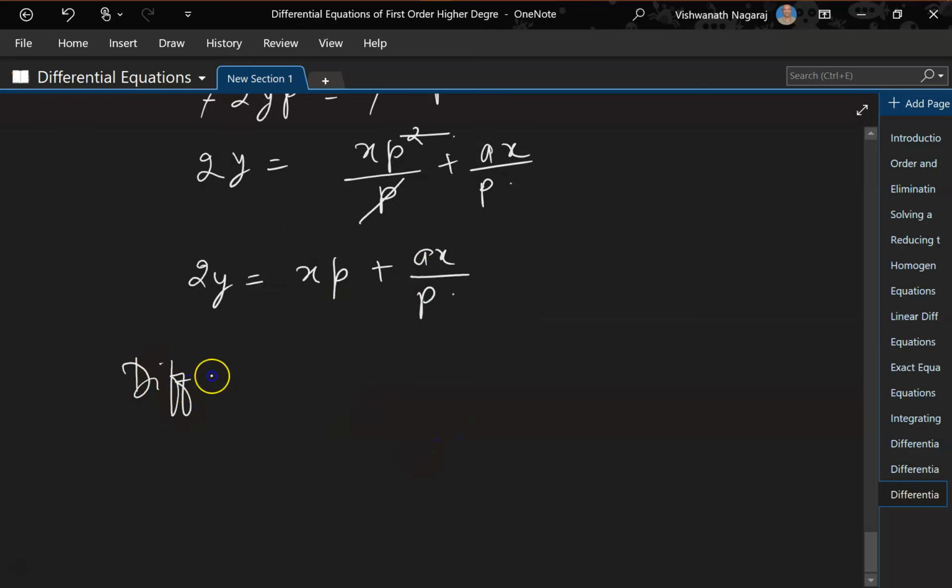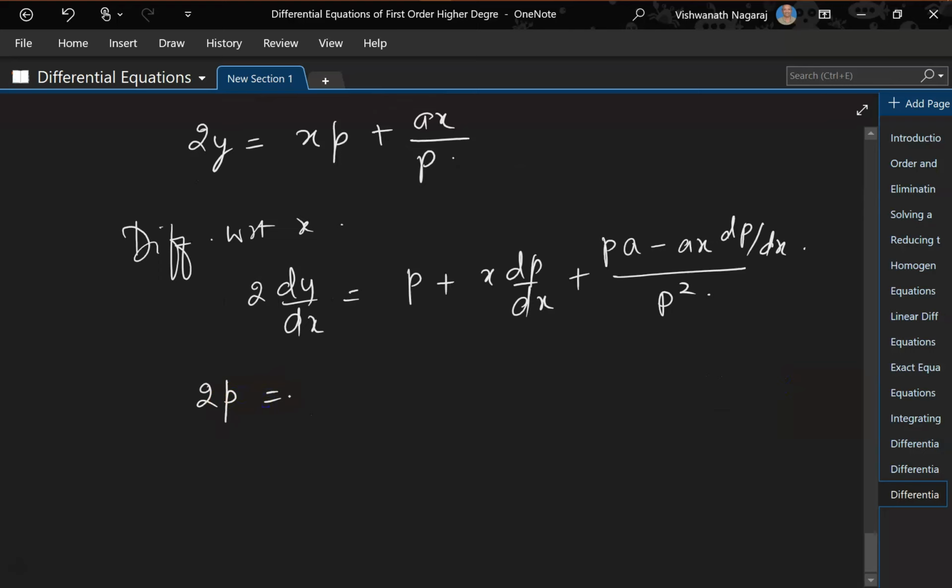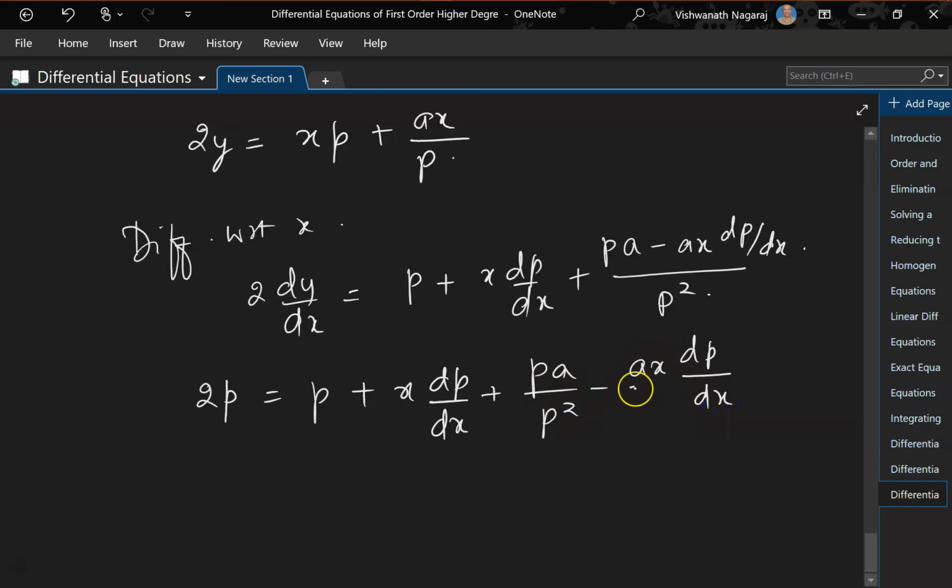Now differentiate with respect to x. 2 dy by dx is equal to p plus x dp by dx plus, quotient rule, so p square, and here p as it is times a, minus ax as it is dp by dx. dy by dx is nothing but p, so p is equal to p plus x dp by dx plus pa by p square minus ax dp by dx by p square.